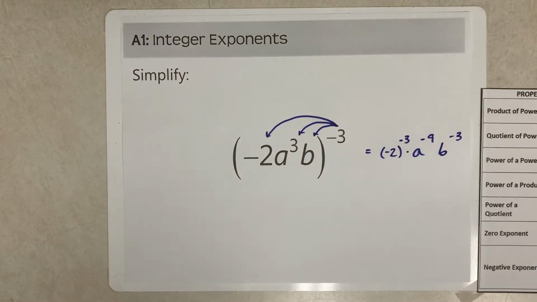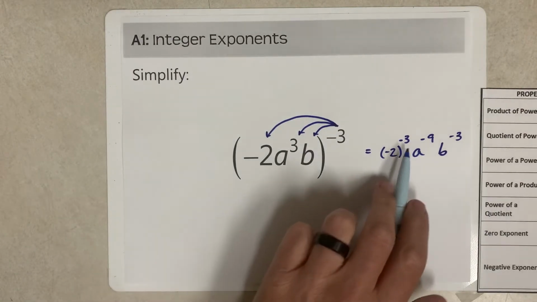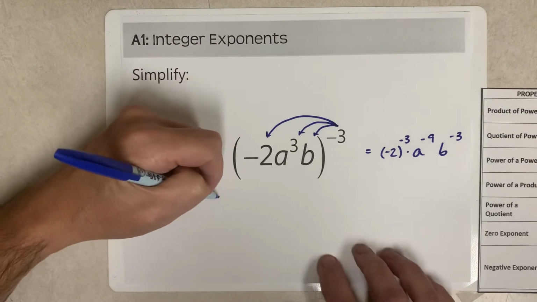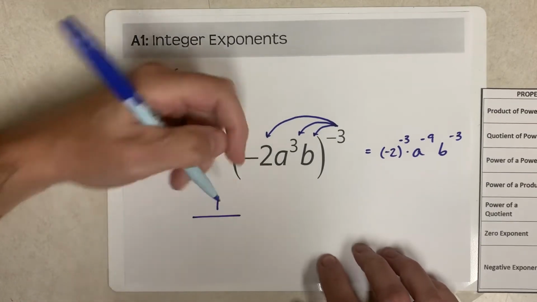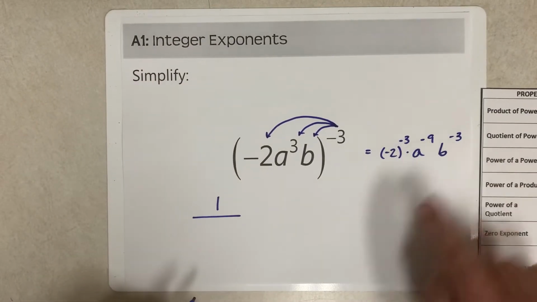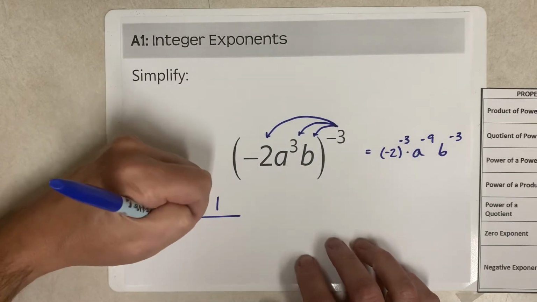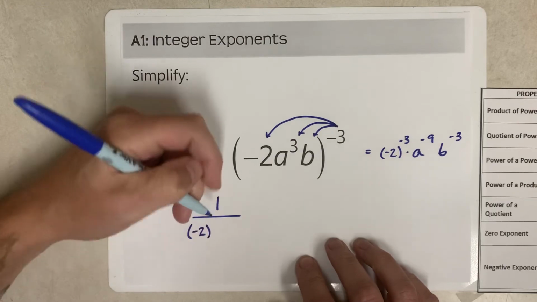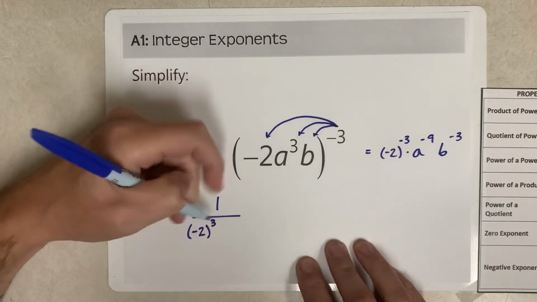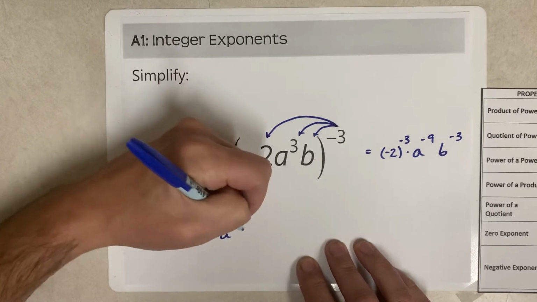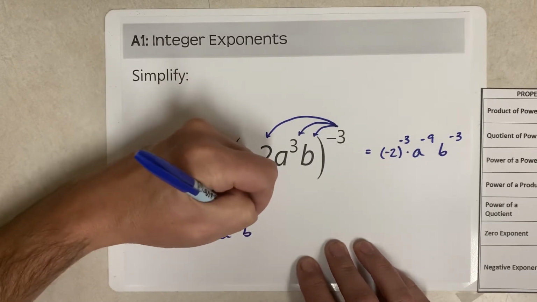Okay, so what's going to happen now is everything has a negative exponent, and I can put all of that under 1 because when you make this reciprocal, all of this has a negative exponent, so nothing's going to be left in the numerator. So in the denominator, I now have -2 to the +3. See, it didn't do anything to the negative, did it? Times a to the +9 times b to the +3.